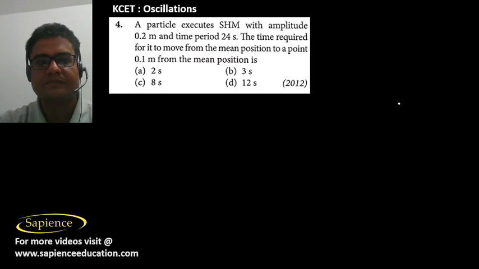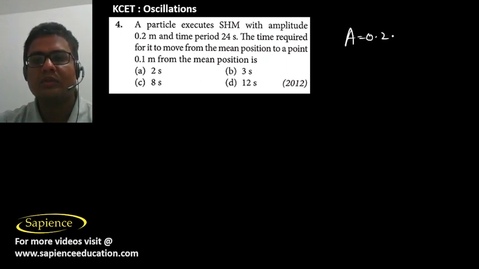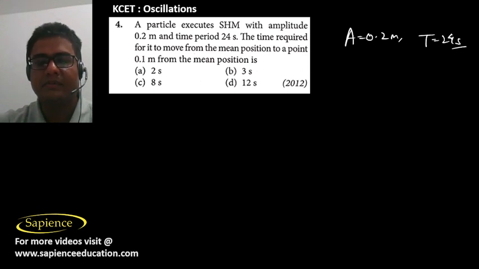So then question number 4. It is told a particle executes SHM with amplitude 0.2 meter and the time period T is 24 seconds. The time required for it to move from the mean position to a point 0.1 meter from the mean position. That means at half the amplitude, how much time will it take?